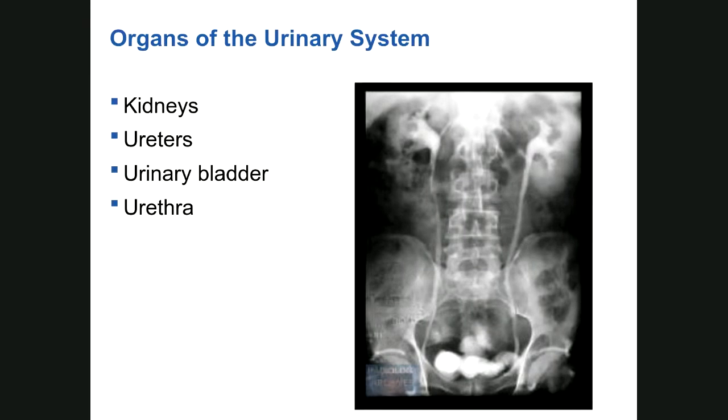So this also can help to visualize if there is any obstruction due to a mass or due to a stone. And in case there is renal failure, it is also going to help. So the organs which you have been introduced to: the kidneys, the ureter. We have two ureters, two kidneys, urinary bladder, and the urethra.